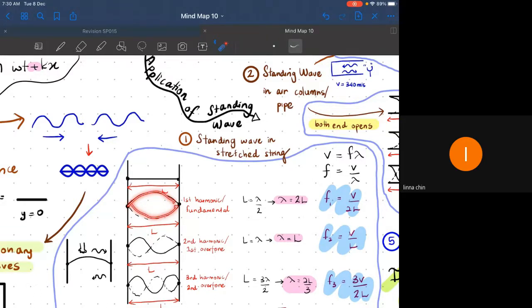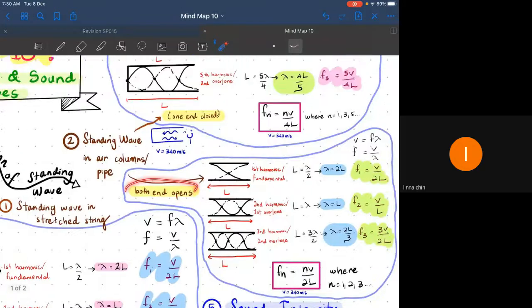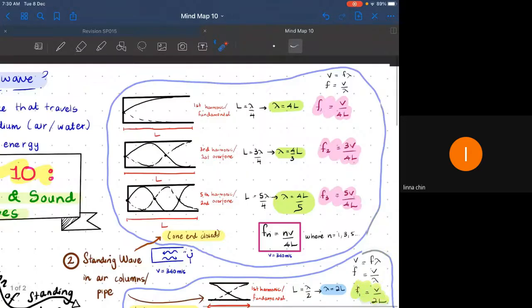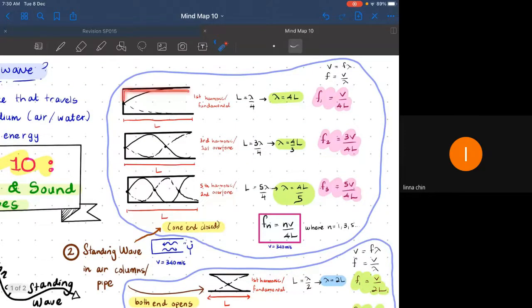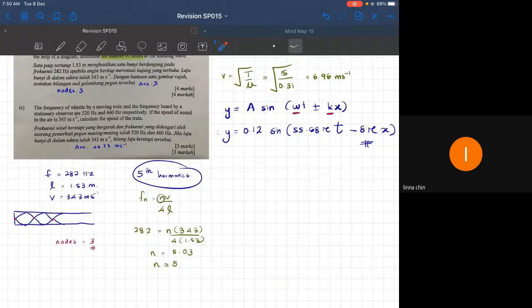And then kalau kita ada both ends open, maksudnya pipe tu dua-dua bahagian terbuka, dia punya first harmonik tu macam tu. Ini yang case dalam soalan kita ni. Case yang macam ni, maka dia punya first harmonic tu macam tu. Just remember the first harmonic and then kamu boleh lukis lah dia. Okay, so done that for question B.